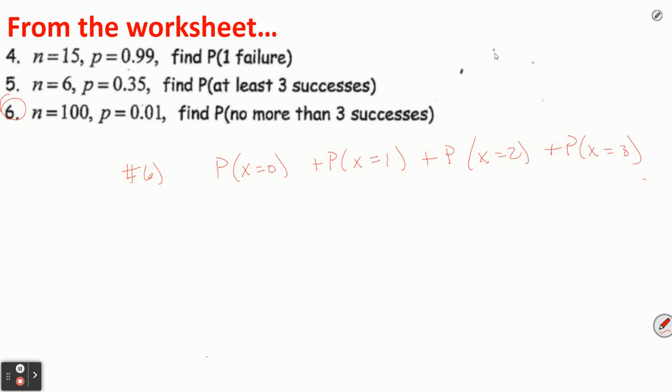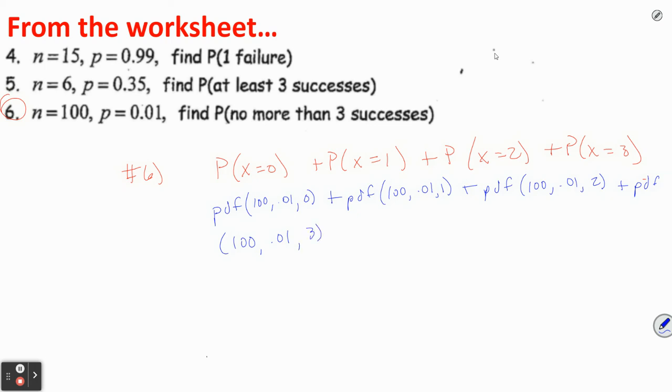You would have two options here to finish this problem. You could do the binomial PDF of 100, 0.01, 0 successes, plus the PDF of 100, 0.01, 1 success, plus PDF of 100, 0.01, 2 successes, plus PDF of 100, 0.01, 3 successes. You could do all that and it will give you an answer.